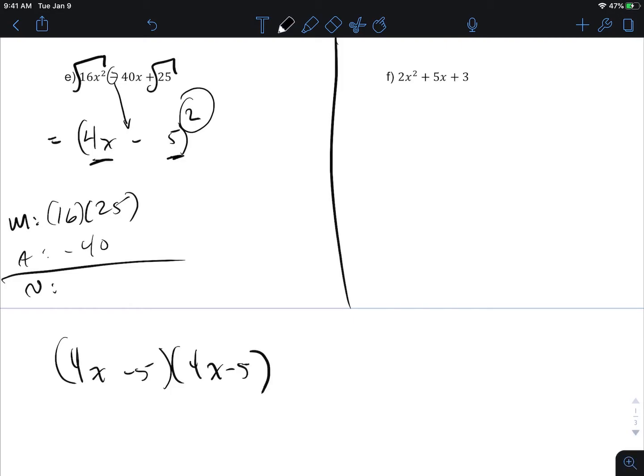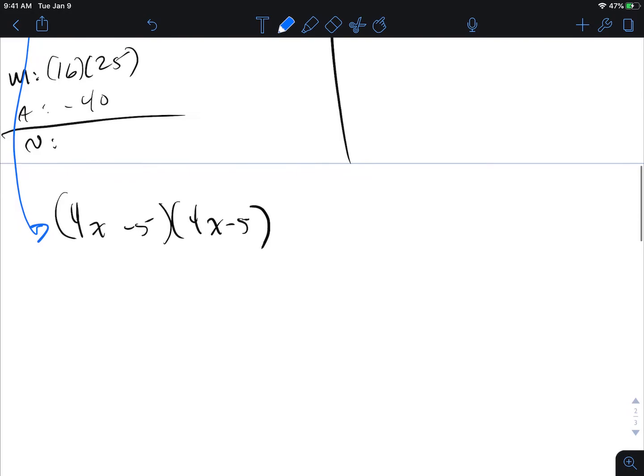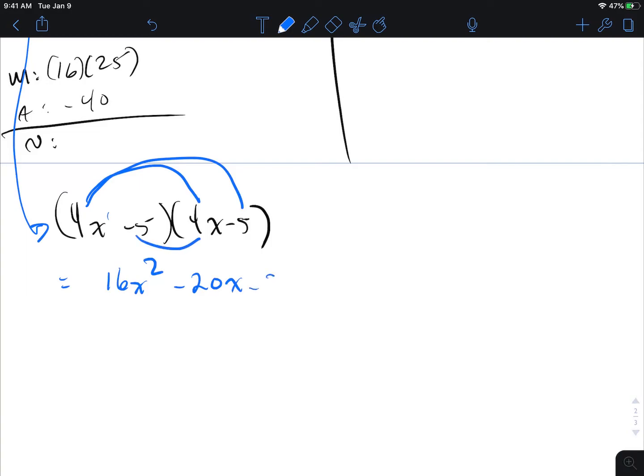Do you agree with this, that this is the same thing? Okay, add. What adds to 40? 4x times 5. Let's do the expansion, Jessica. Shall we? 4x times 4x, 16x squared. 4x times negative 5, negative 20x, and then 25. Okay, that makes sense. Thank you.